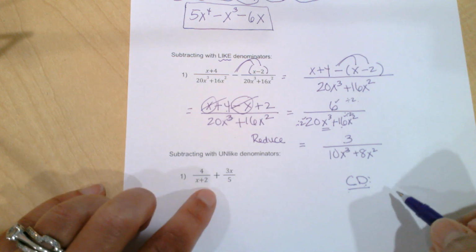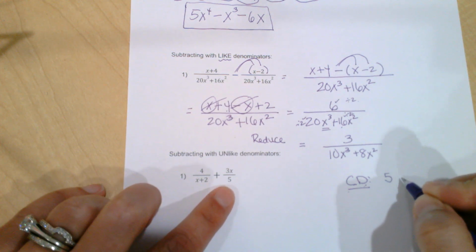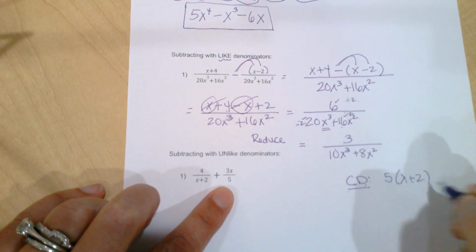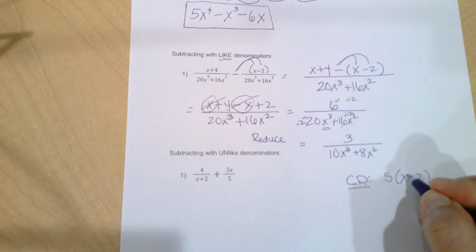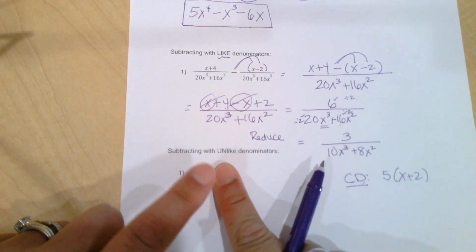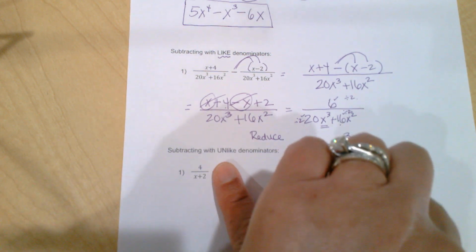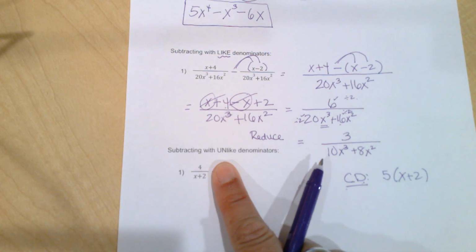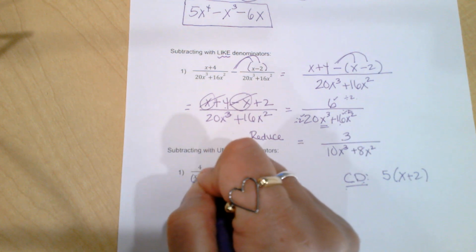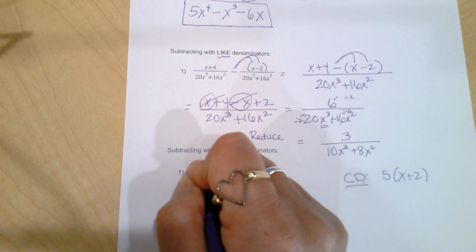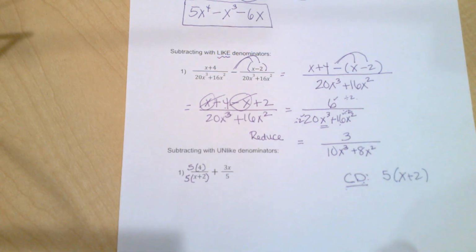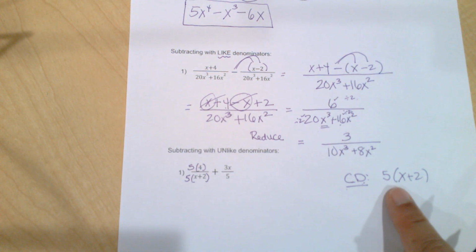I'm just going to multiply these. So my common denominator is going to be 5 times x plus 2. That's it. And then I'm going to say, okay, to this first one, I have x plus 2, but I need 5 times x plus 2. So what do I have to do? You're right. I have to multiply the denominator and the numerator both by 5 to get that common denominator.